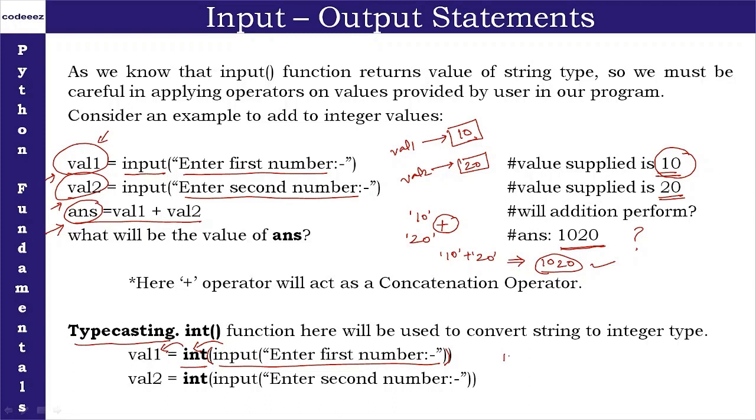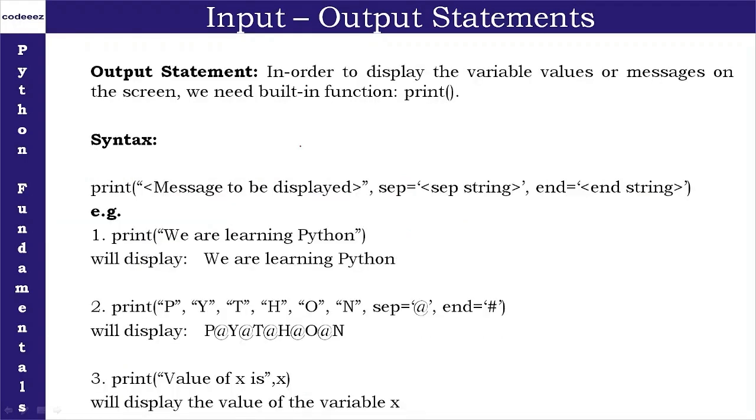Means now when the value is supplied, that is 10, first it will be converted into integer format, and the value will be stored in val1, and similarly in val2, 20 will be stored. At this time the 10 and 20 will be of numeric form, that is integer format. Now after this, when you apply the addition operator, that is answer equals val1 plus val2, and you check the value of the answer, you will get 30 as a result. Why? Because now the value is converted into integer type. This is how the input function works.